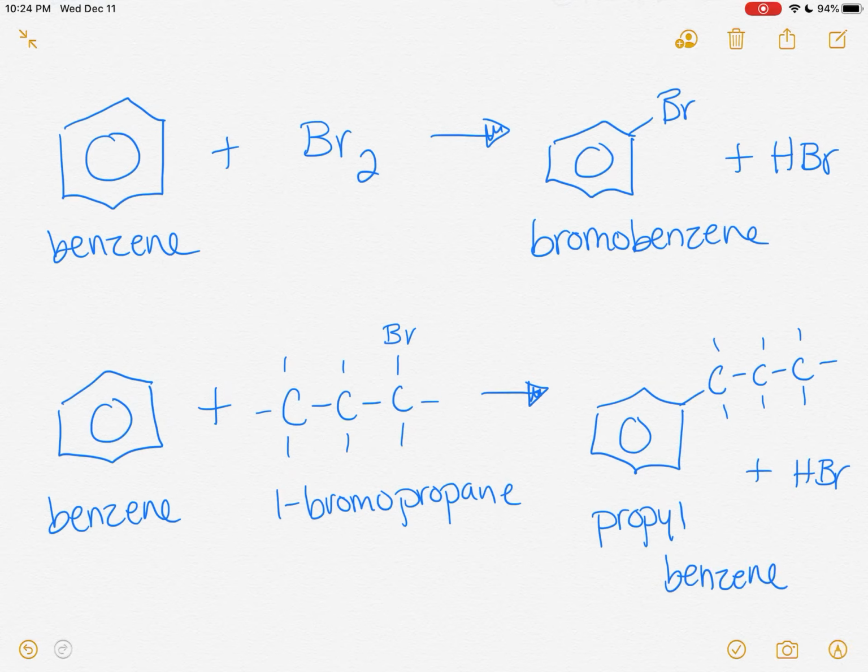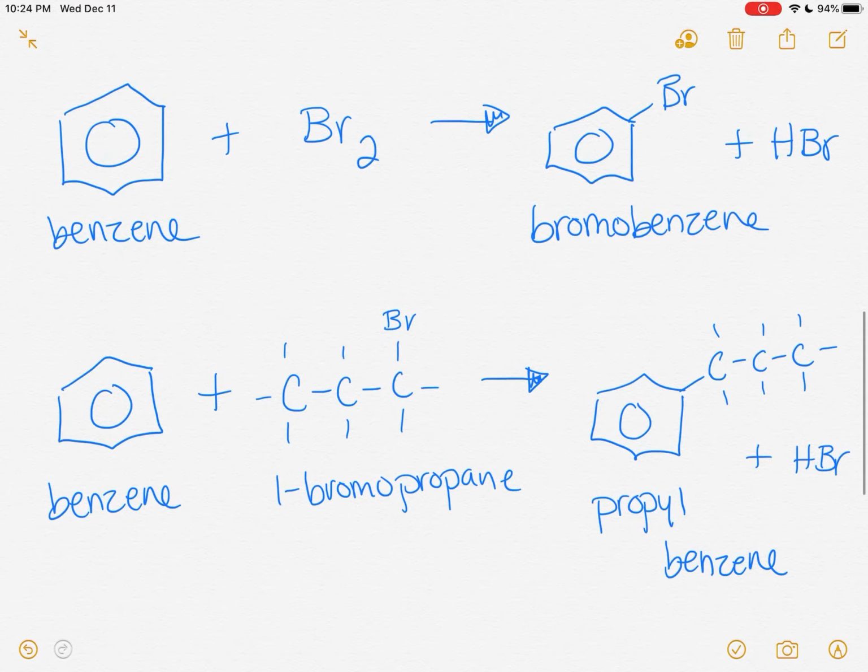Okay. So we use the halogen to help us put the alkyl chain onto our benzene ring. All right, and that's all for substitution reactions. So those are all of the substitution reactions.